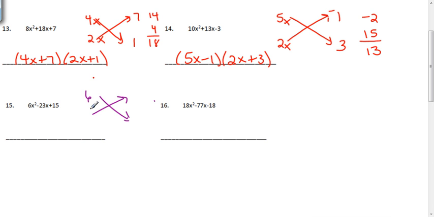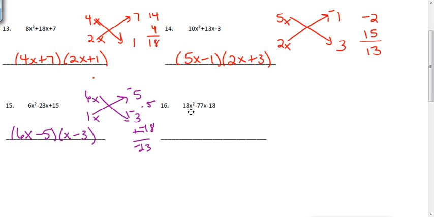So if I try a 6 and a 1, well, if I try 3 and 15, I can't put 3 across from the 6, but maybe I could put the 5 here and the 3 here. I know they both have to be negative. So 6 times negative 3 is negative 18. 1 times negative 5 is negative 5. If I add those up, there it is. There's my negative 23. So this took me a few more tries, but I eventually got it down to 6x minus 5 and x minus 3. And there's no greatest common factor between 6x and 5, and there's no greatest common factor between x and 3.